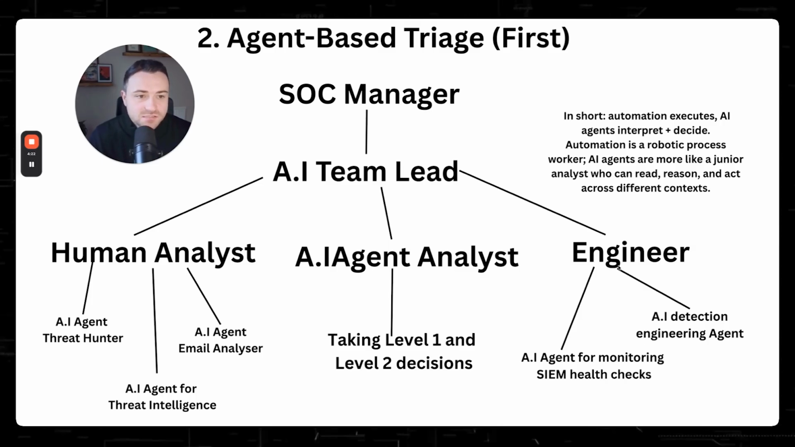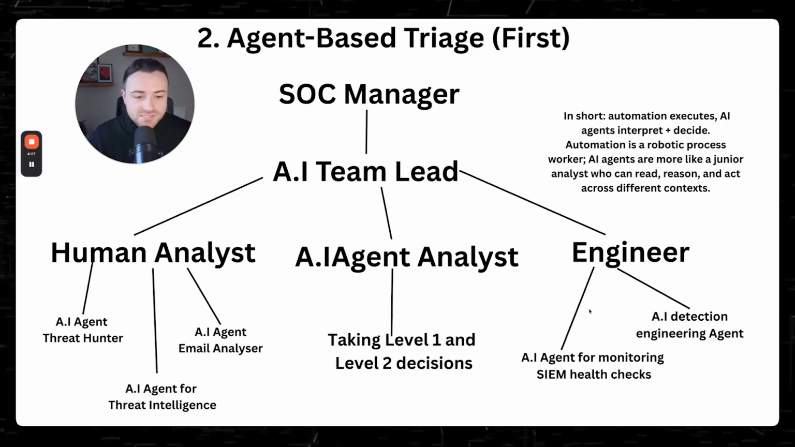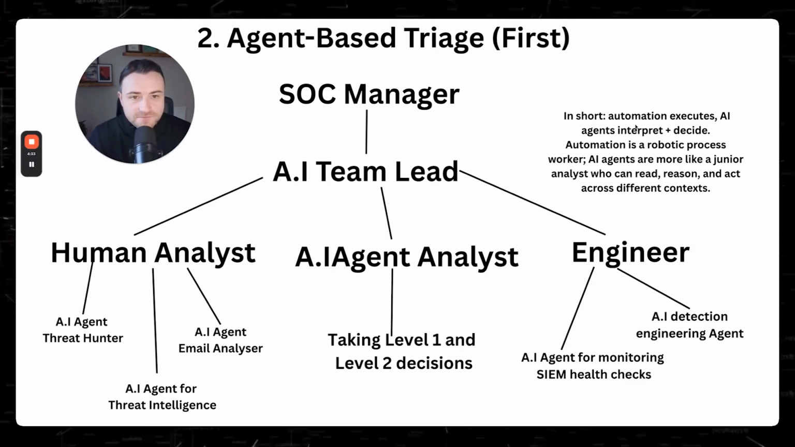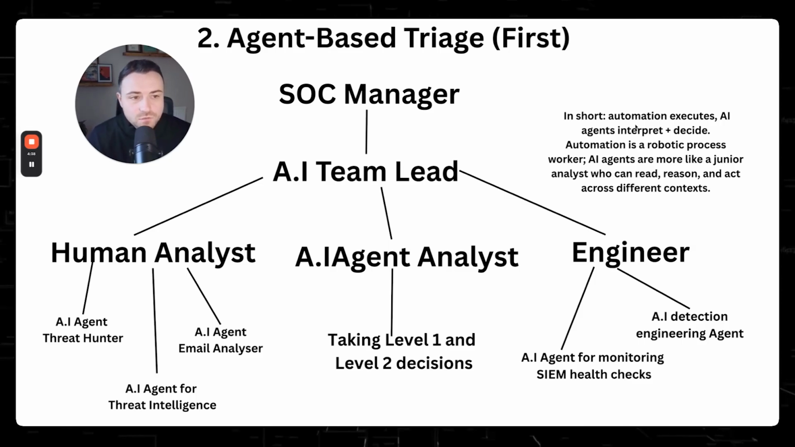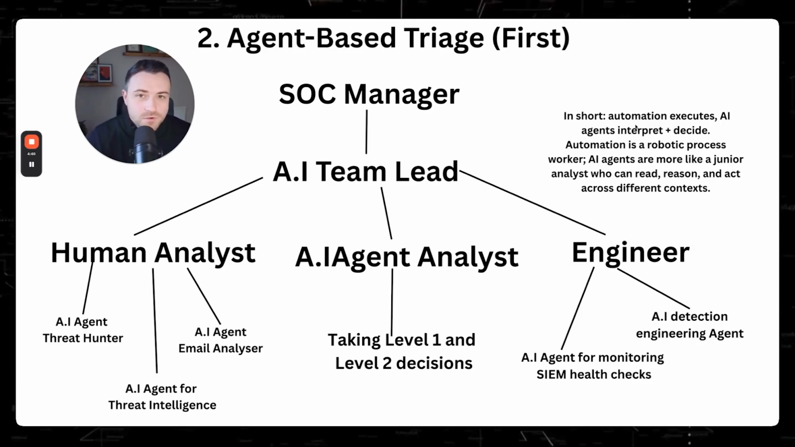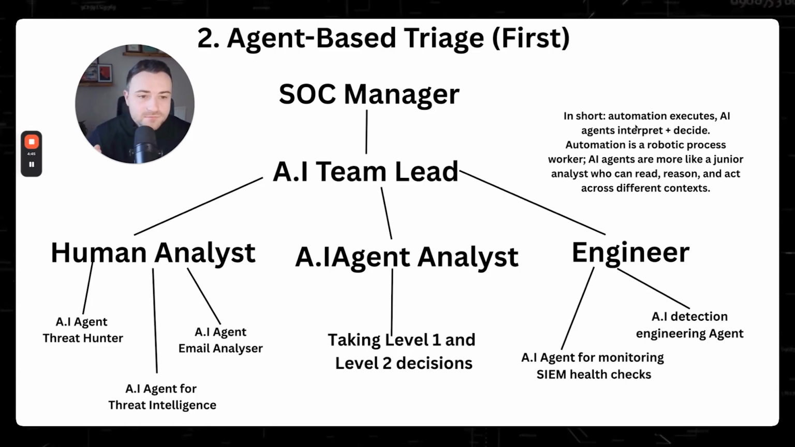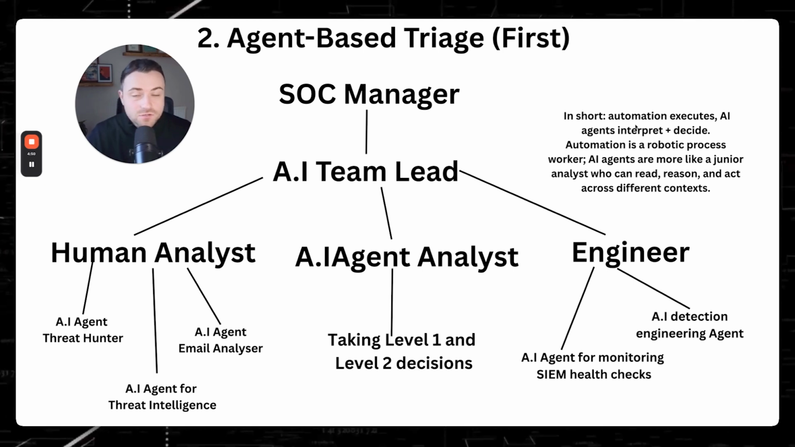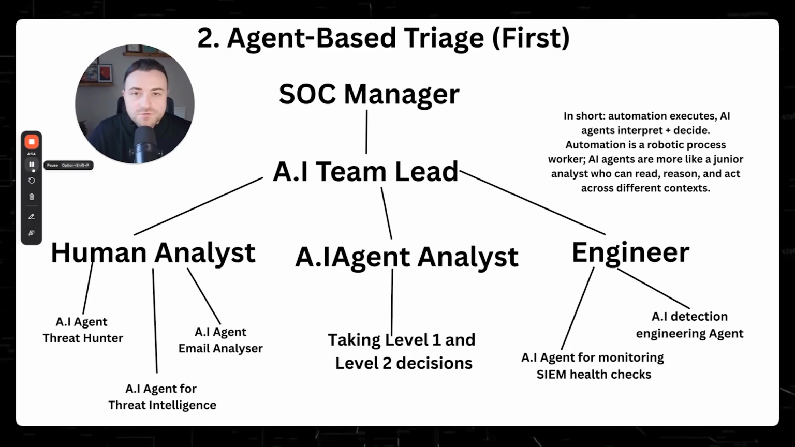And that goes the same for engineers as well, where we'll have AI agents for specific engineer-based tasks like monitoring for SIEM health checks, maybe even helping us to build detections for detection engineering as well. So this is where the change is from automation to AI agents. Automation was more of a robotic process, step by step, whereas AI agents are actually going to act more like junior analysts who are going to be able to read, provide context and reason across different situations. So this is where I'm seeing the new hierarchy of a security operations center moving to.